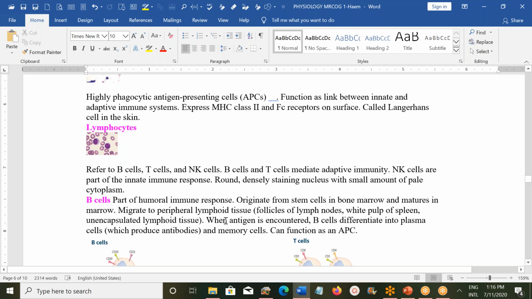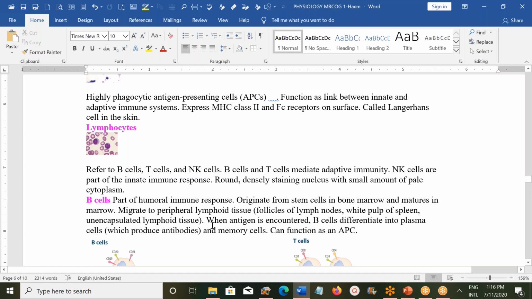These cells are part of the humoral immune response, and they originate from the stem cells in the bone marrow and mature in the marrow. They migrate to the peripheral lymphoid tissue, like the follicles of the lymph nodes or the pulp of the spleen, and they can also go to the unencapsulated lymphoid tissue, like in the gut. They can mature there also.